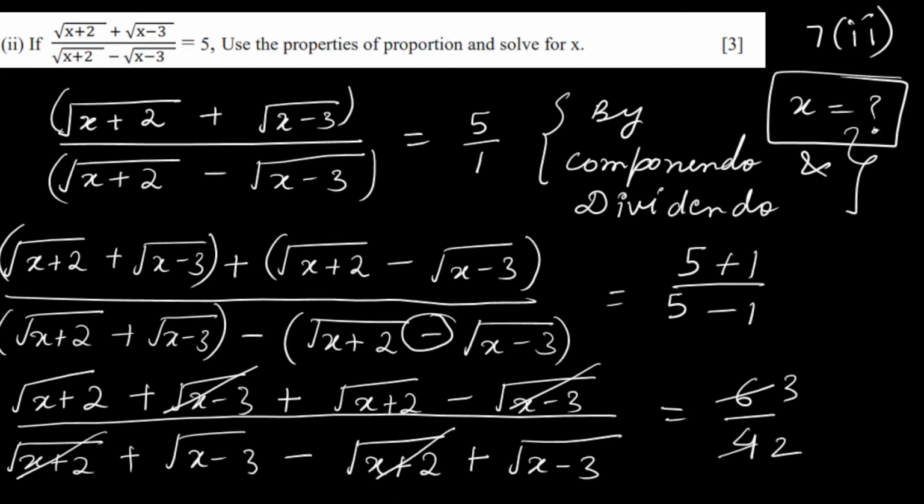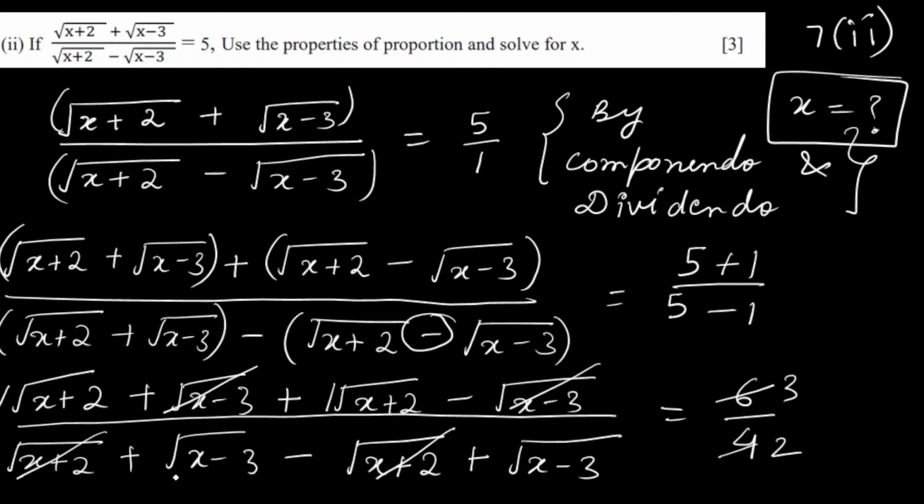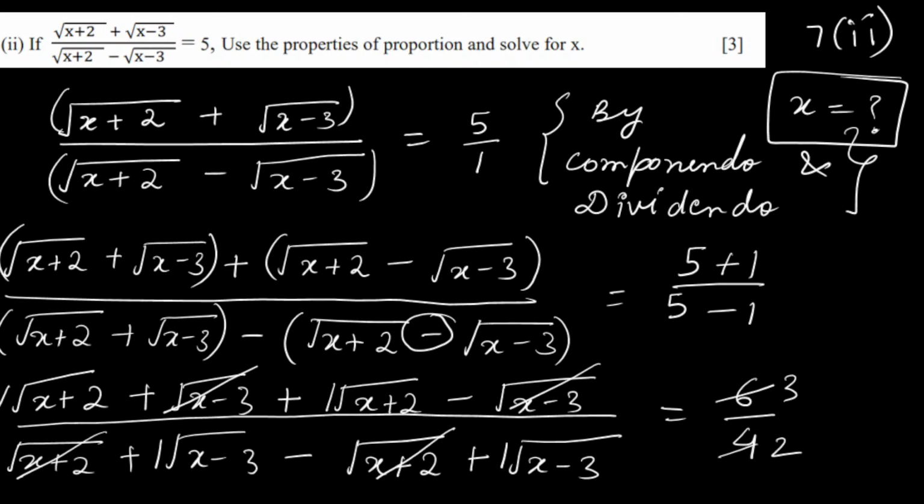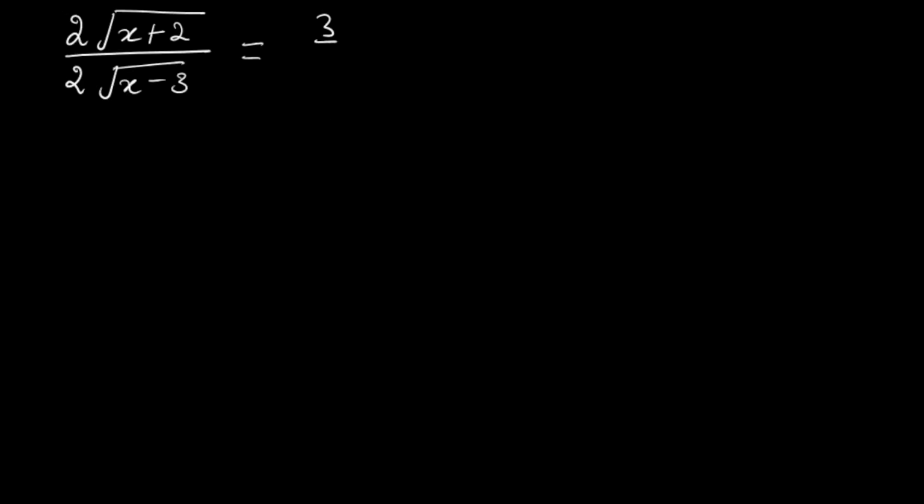So what we are left with, like terms we can add. So here 1 square root x plus 2, here also 1 square root x plus 2. So 1 plus 1, what we will get? 2. 2 times root x plus 2. Same way here also, this is 1 times square root x minus 3 here also. So 1 plus 1 we can just add. So 2 times root x minus 3. Other side, let me check. So x plus 2 and x minus 3. Other side we have 3 by 2.